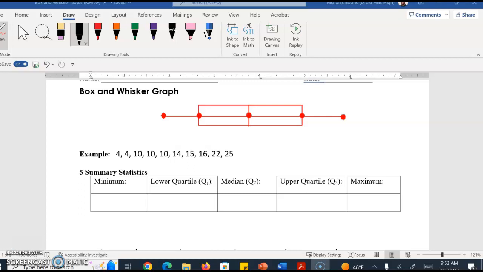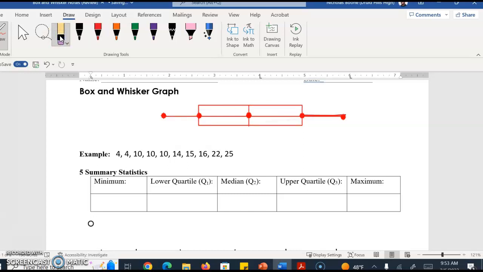Right, so today's lesson is about box and whisker plots. You guys have seen box and whisker before, but we're going to review that information today. So as you look, there is an example of a box and whisker plot. The reason why we call it a box and whisker is because it has a box and it also has whiskers. So that's where it gets its name from.